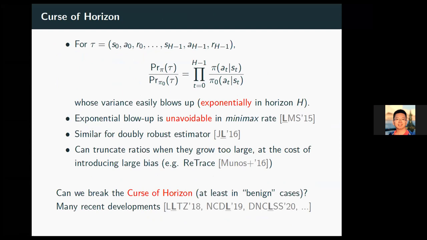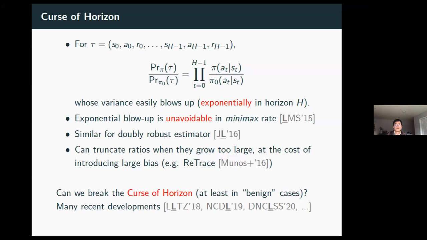If you look at the equation up in the slide, it's quite intuitive because each pi over pi zero ratio has some variance. Let's say you have a constant variance for each lowercase t. And when you multiply each of these random variables, then the variance of the whole product can be exponential in H.